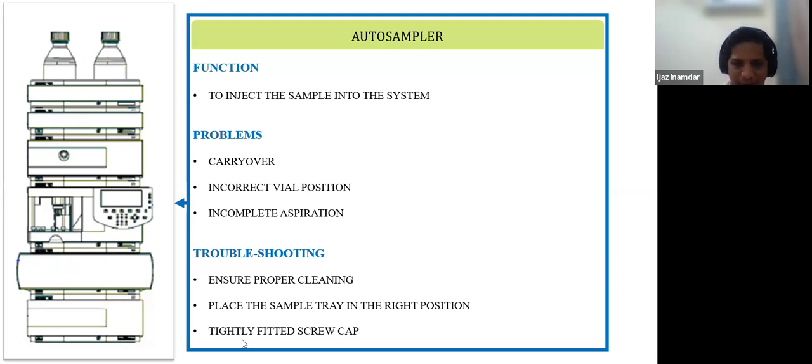And incomplete aspiration might also happen when your HPLC vial cap is too tightly fitted, because it works on the principle of air displacement. This is again a practical thing that we realize when we start working. So make sure that your vial cap is not very tightly fitted, or has a slit in between. The kind of cap that you choose is also very important. You should choose a slitted cap or another cap that does not affect the aspiration.